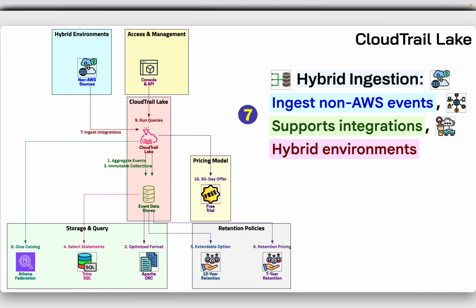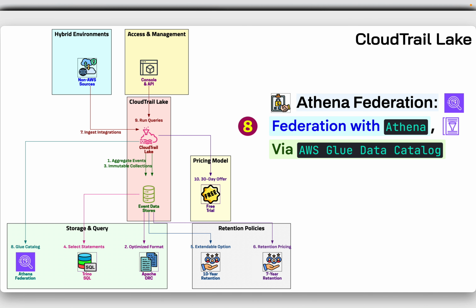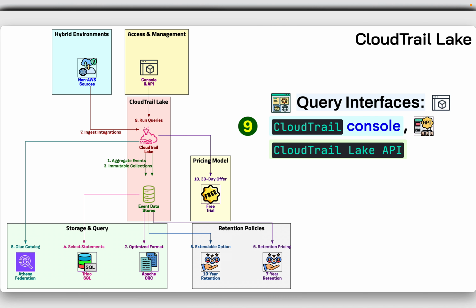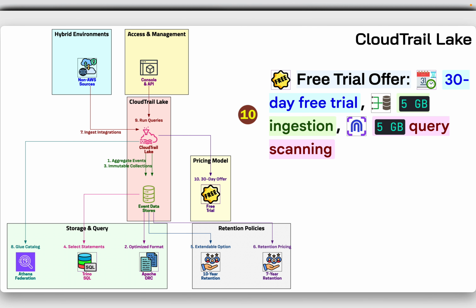CloudTrail Lake can ingest events from non-AWS sources through integrations for hybrid environments. CloudTrail Lake supports federation with Amazon Athena through AWS Glue Data Catalog. You can run queries directly in the CloudTrail console or through the CloudTrail Lake API. CloudTrail Lake offers a 30-day free trial with 5 GB of ingestion and 5 GB of query scanning included.